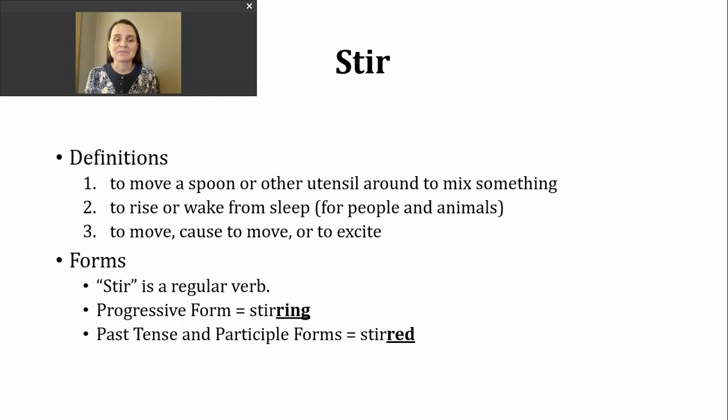Stirring. The past tense and participle forms of this verb are going to follow the same rule. We're going to double the R before we add ed. And the letter R is a voiced sound in English, so this ed is going to make a D sound. Stirred, stirred.